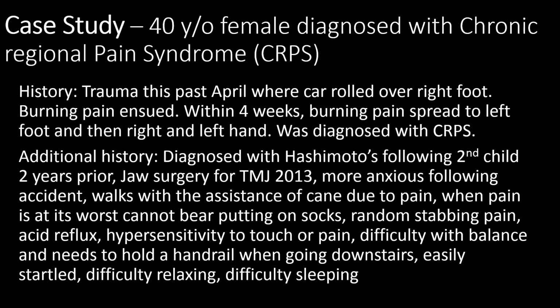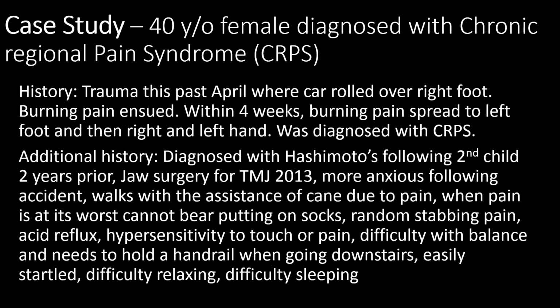Then she got pregnant. More anxious following the accident, walks with a cane. When pain is at its worst, cannot bear putting on socks, random stabbing pain, acid reflux. Hypersensitivity to touch, pain, difficulty with balance, and needs to hold a handrail when she goes downstairs. Easily startled, difficulty relaxing, and difficulty sleeping, these are all autonomic nervous system problems.